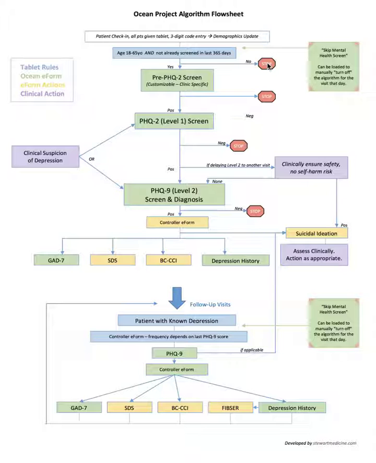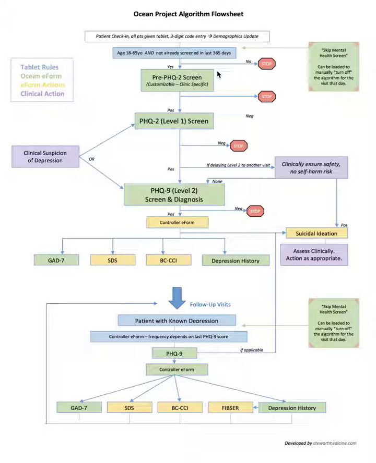Or let's say the patient has come in for a sore throat and you've manually added the sore throat form. Depending on the rule, it will automatically screen or not screen the patient for the whole depression algorithm in the background. So if the rule applies to them, they'll do the pre-PHQ-2.